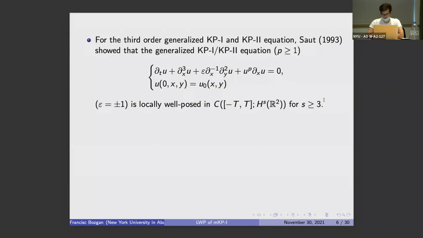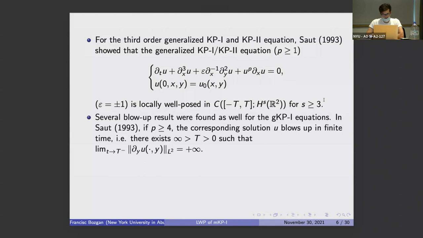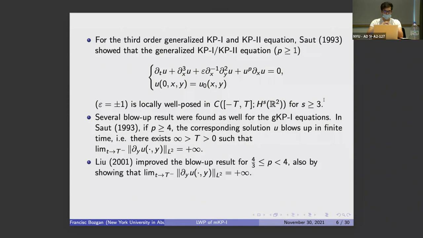For both KP1 and KP2. But more importantly, he showed in the same paper several blow-up results for the generalized KP1 equations. Namely, if p is greater than or equal to 4, the solution blows up in finite time, meaning that the L2 norm of ∂y u will blow up in finite time. This was improved by Liu in 2001, who showed that the blow-up result actually happens starting from 4/3, and that the L2 norm of the y derivative blows up. Liu's result is the best we can expect, because we can show global well-posedness below 4/3.